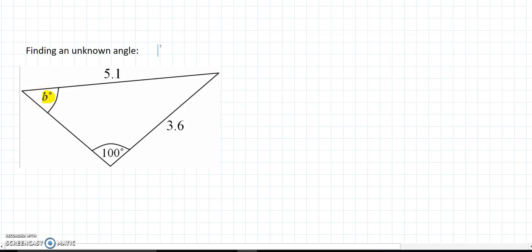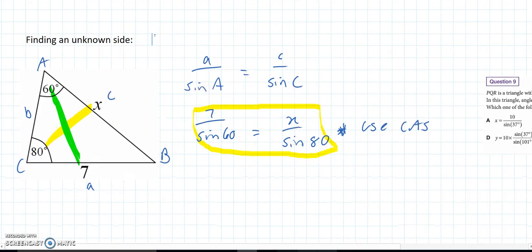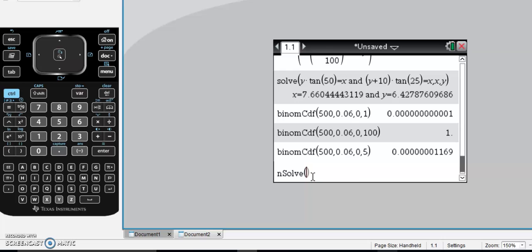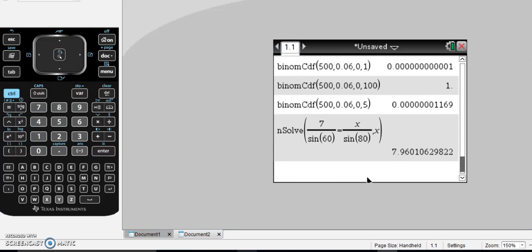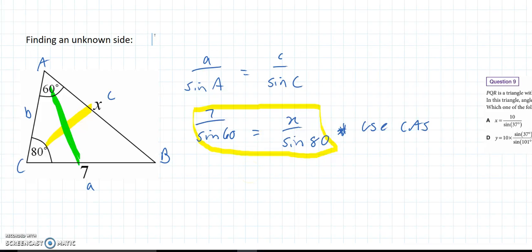So here, we would have to use nsolve to get the first correct answer. nsolve works exactly the same as the previous one. We would do 7 over sine 60 equals A over sine, and the angle is 80, or x over sine 80, comma x. 7.96.